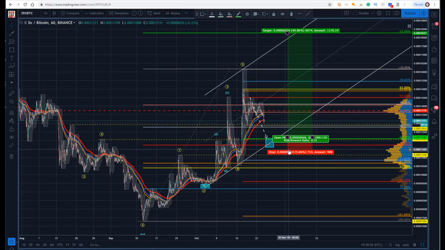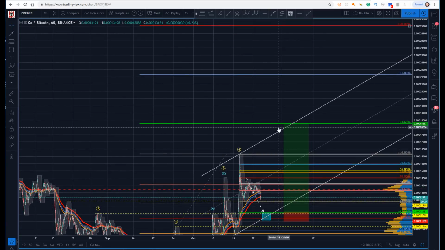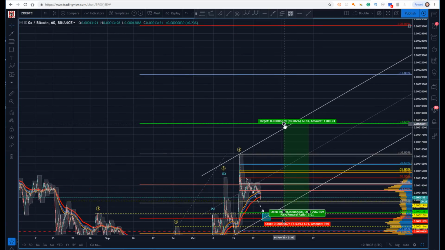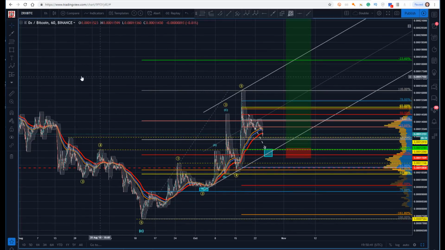So making no assumptions about this going 1, 2, 3. If that were the case, then the targets would be much higher, right? It would be way up here. So that first one gives us 9 to 1. If we were to go into a true impulse, what do we got there? That's 18, almost 19 to 1.